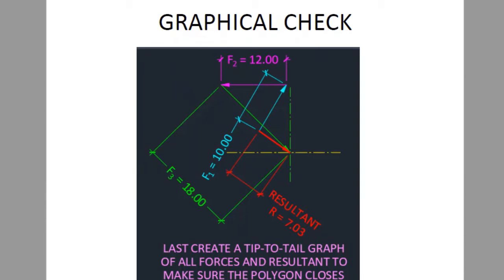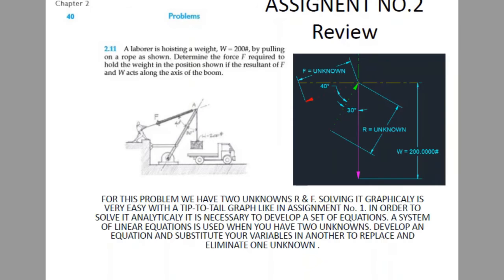And the final thing for this problem is to do a graphical check. We can see here by creating a tip-to-tail graph of all the forces and the resultant as well. You can see here that by stacking up the forces consecutively, starting with F1, then F2, and finally F3, the resultant checks out. Now let's take a look at problem 2.11.